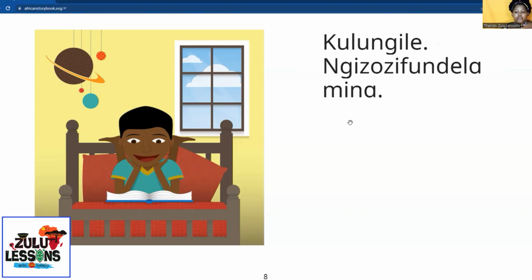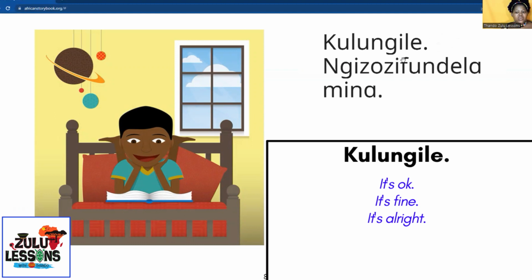Kulungile. Ngizozifundela mina. Kulungile just simply means it's okay. It's all right. It's fine. But pay attention. That ku is what is saying it. And then lungile, which we can define in all those things that I've said, is fine, okay, all right. If I said ulungile, I'm saying he or she is all right.